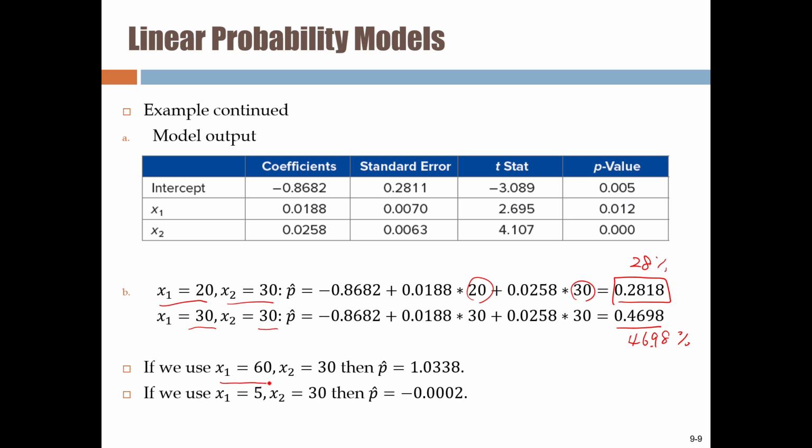However, the problem is this. If we have a 60% down payment and a 30% income to loan ratio, then the probability of approval will be 1.03, which is 103%. In probability you cannot have more than 1. And also, if the down payment is just 5% and the ratio is 30, then you get a negative probability. It's pretty small, but still it's a negative probability. That is a drawback of the linear probability model.